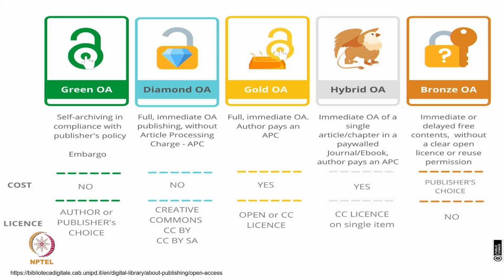In this, the first model is the green open access model. In the green open access model, the researcher publishes in a journal and shares their work by archiving it in some repository. These repositories can be institutional or self-hosted repositories.